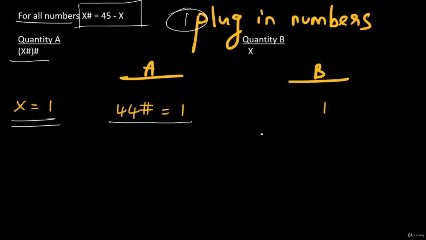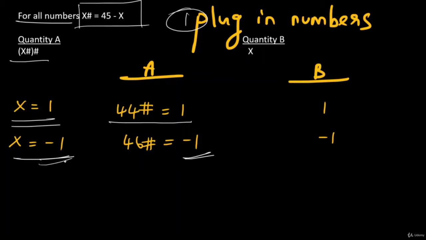Now let's try another number. Say we take x as minus 1. What do we get over here? 45 minus minus 1 is 46. So again, we have to take hash of 46, which will be 45 minus 46, which is minus 1. And what is quantity B? That's minus 1 itself. So again, when we took x as minus 1, we are getting both the quantities as equal.